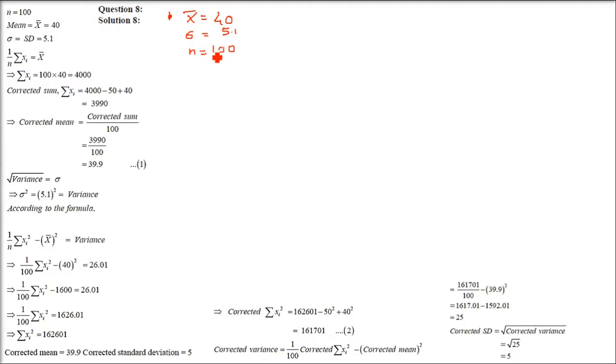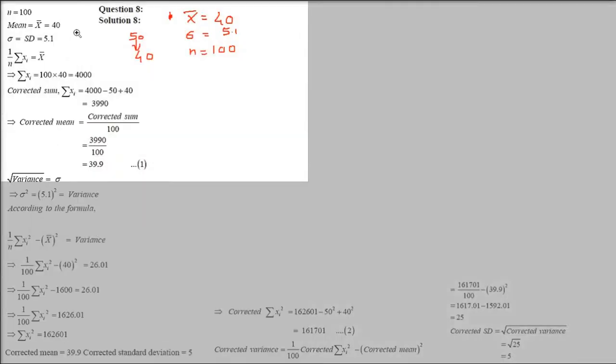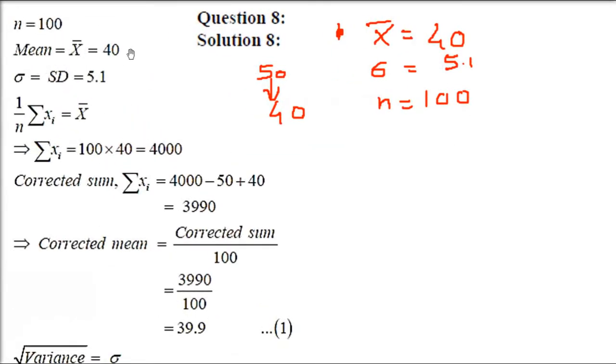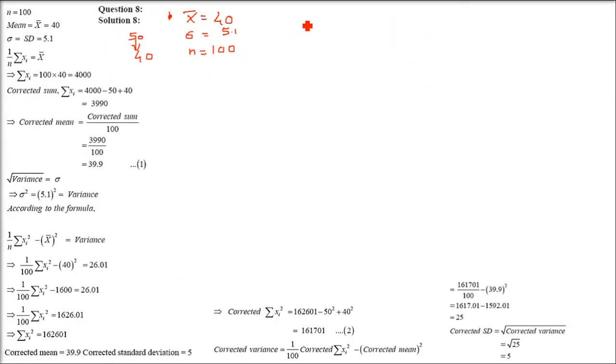So in these 100 observations, one of the observations was taken wrong. It has to be 40, but by mistake it was taken as 50. It's actually 40. So this is the scenario here. Then the correct mean and standard deviation are asked in this question. So how do we go about this? First thing, let me just reiterate: n is 100, mean is 40, sigma, which is standard deviation, is 5.1.